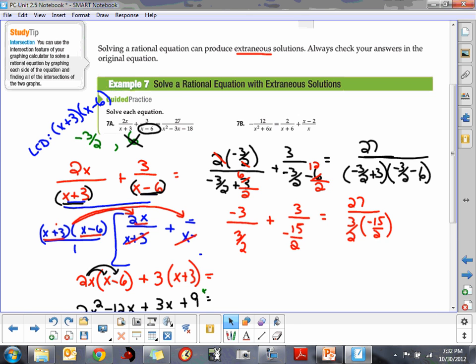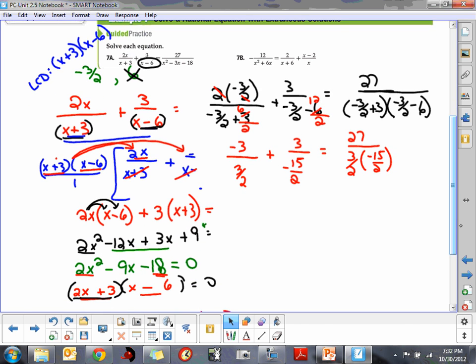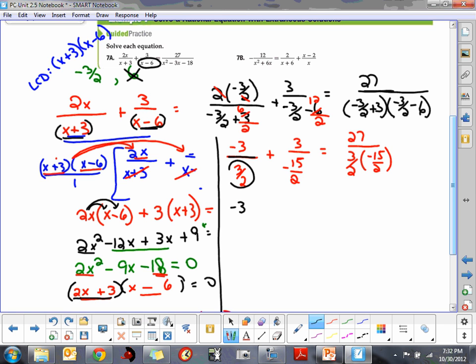Okay, so we have these complex fractions that we were dealing with at this point. So what I'm going to do is say this is really a negative 3 divided by 3 halves. So divided by 3 halves is the same thing as multiplying by 2/3. So I got that. Plus, I've got a positive 3, only this positive 3 is being divided by a negative 15 halves. So that'd be multiplying by negative 2/15. And that's going to equal, and then we got a 27 all over.